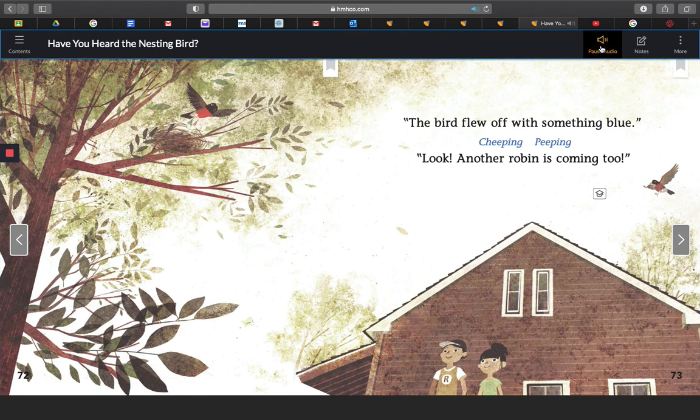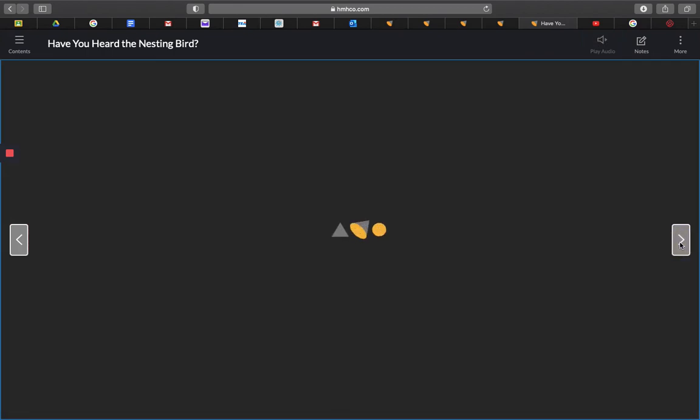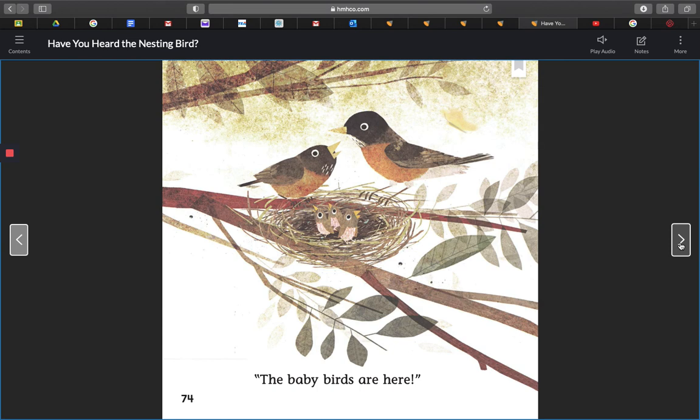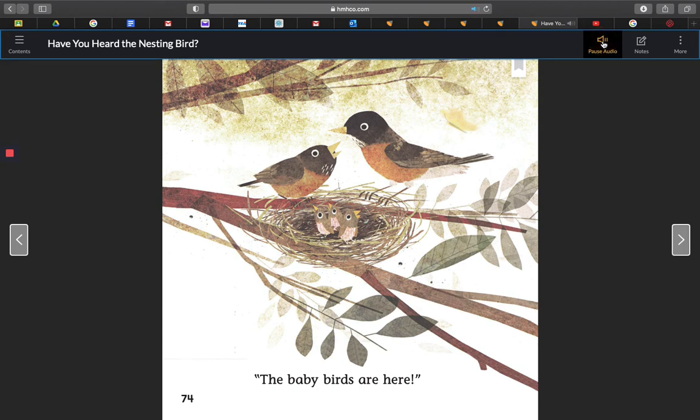The bird flew off with something blue. Cheeping, peeping. Look, another robin is coming too. The baby birds are here.